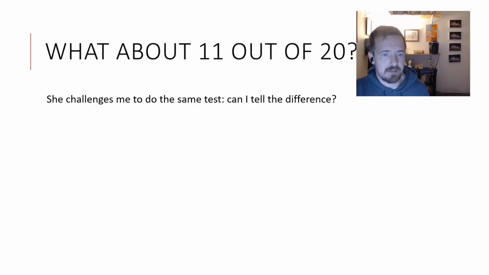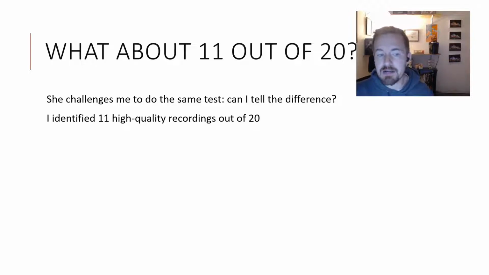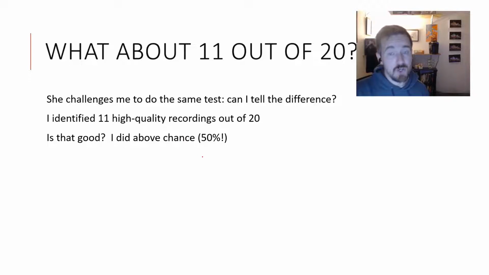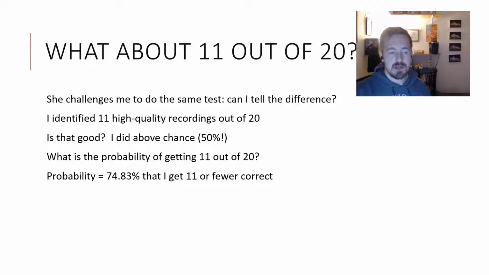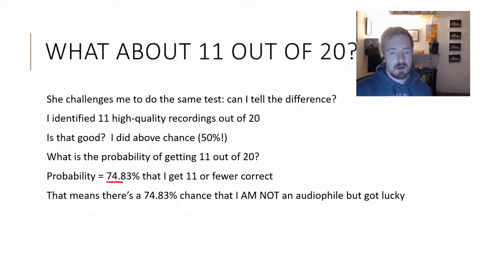But what about 11 out of 20? So if she challenges me to do it, and I get 11 correct out of 20, so is that good? I did do above chance, right? So if we know that chance is 50%, then that means that 10 out of 20 is chance. This looks like I did better than chance. But if I look at the numbers, the probability of me getting at least 11 correct is going to be about 75%. So what does that mean? Or I should say at most 11. But yeah, so the probability of getting 11 correct is going to be about 75%.